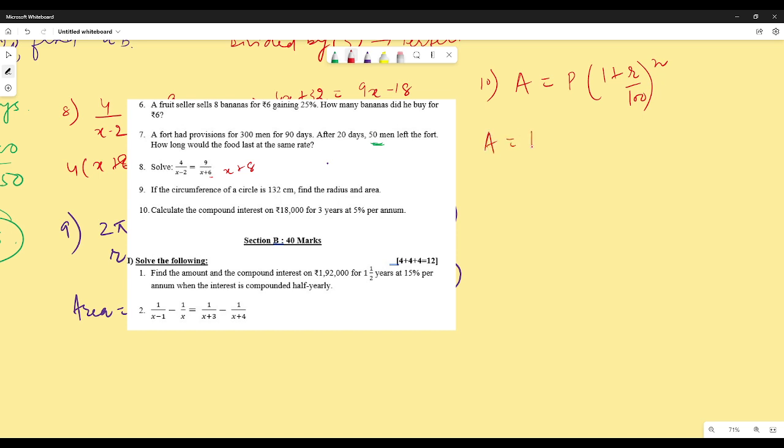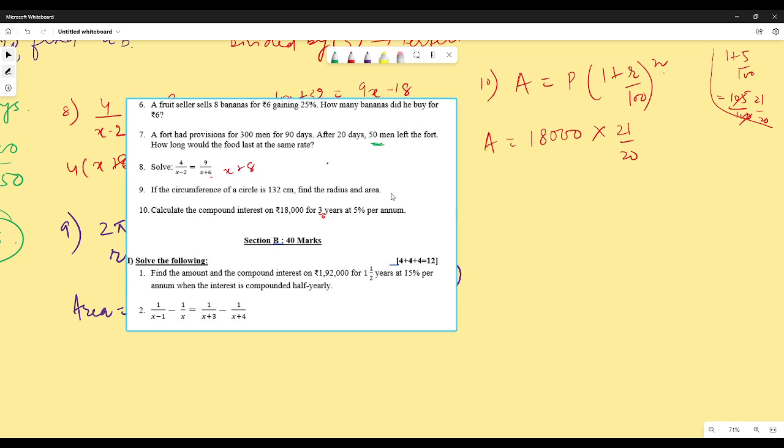The principal is 18,000 into 1 plus R by 100. Now what is the rate? Rate is 5%, right? So 1 plus 5 by 100. What does this become? This becomes 105 by 100, or you reduce it to 21 by 20, right? So I'm simply going to write 21 by 20. Now remember, the power is 3 because the time here is 3 years, right?